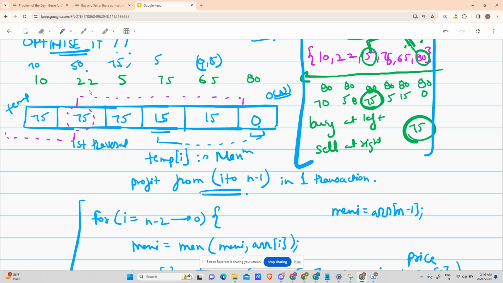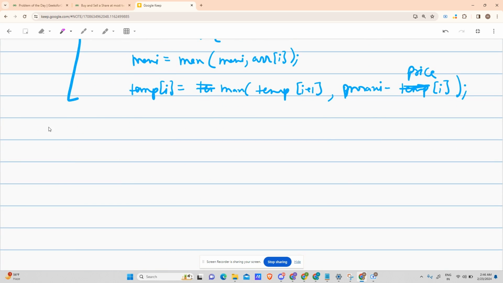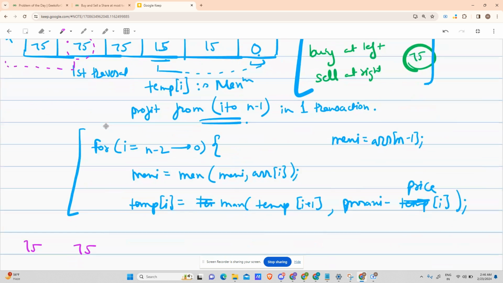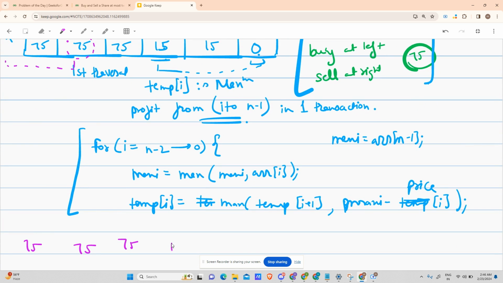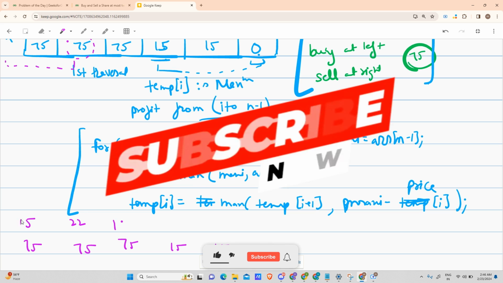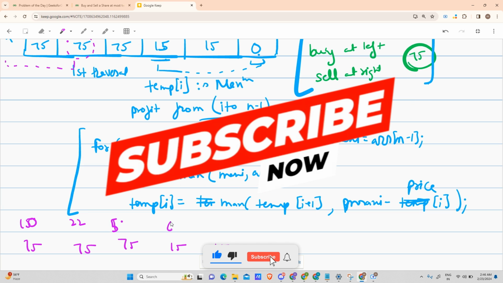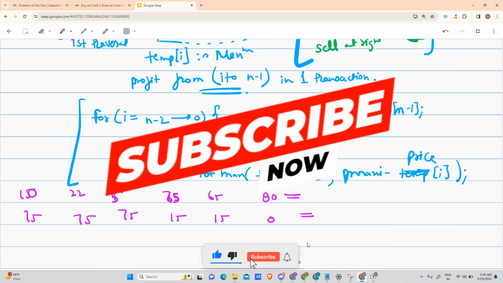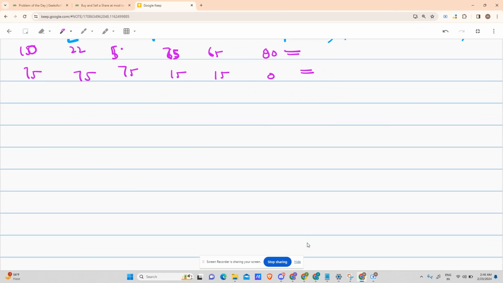For the second traversal, what we will do is, our temp array was 75, 75, 75, 15, 15, 0, and this was 10, 22, 5, 75, 65, 80. Right, this was my price array, this is my temp array. I will have to update the temp array only. I can do the things on the other also, but I am using the same space.